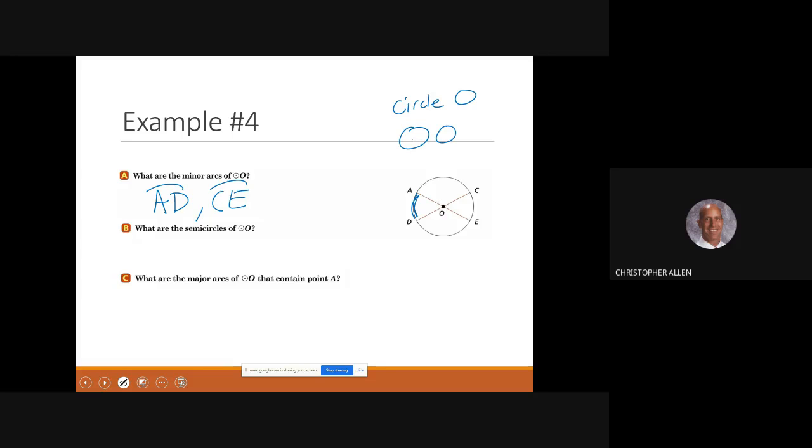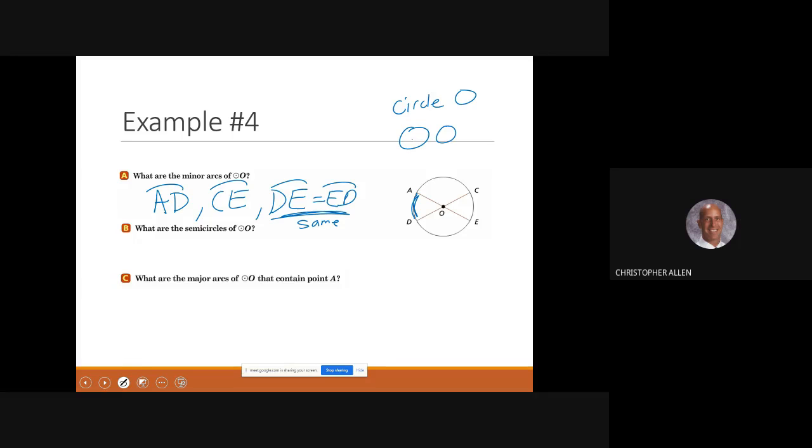Which one? ED. ED is a minor arc. It is, correct. By the way, ED is the same thing as DE. Let me write it this way. These are both the same. The order in which you write the letters doesn't really matter when it's a minor arc. If you switch them around, it's the same arc. He said ED and I wrote it as DE. Same thing.